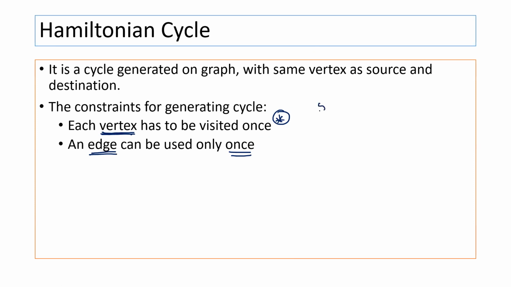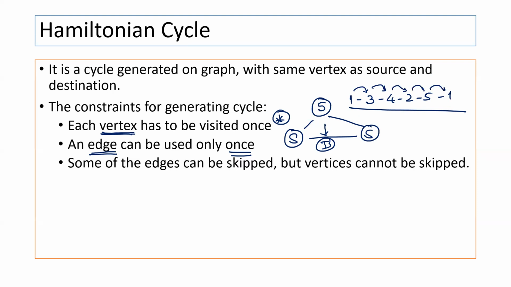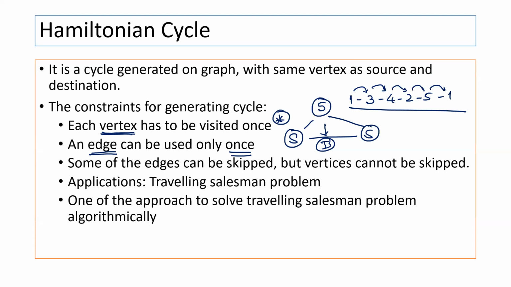So suppose there are 5 vertices in the graph, then one of them will be the source, and again the same will be the destination, and the remaining vertices will be the intermediates. For example, we can have 1 as the source, then 3, 4, 2, and 5, and then it will end with 1. So you can take it as a cycle: 1 to 3, 3 to 4, 4 to 2, 2 to 5, and 5 to 1. It is also possible to skip some of the edges. One of the applications is the traveling salesman's problem also.